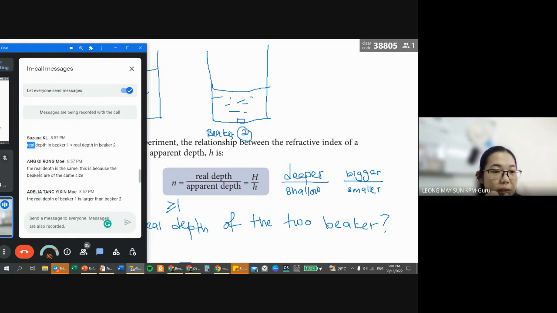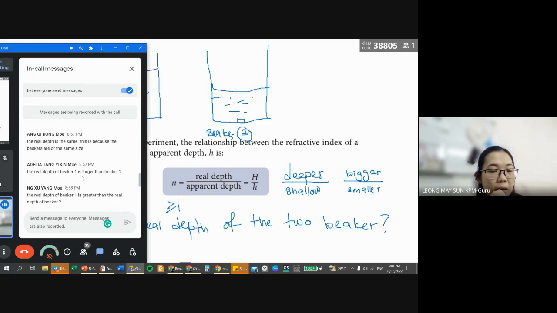All right, Chirong says the real depth is the same. Definitely wrong already, Chirong. Okay, Adila says real depth of beaker 1 is larger than beaker 2. We are using depth. We are trying to measure depth. How come use the word larger? That's the problem here when we are talking about depth.